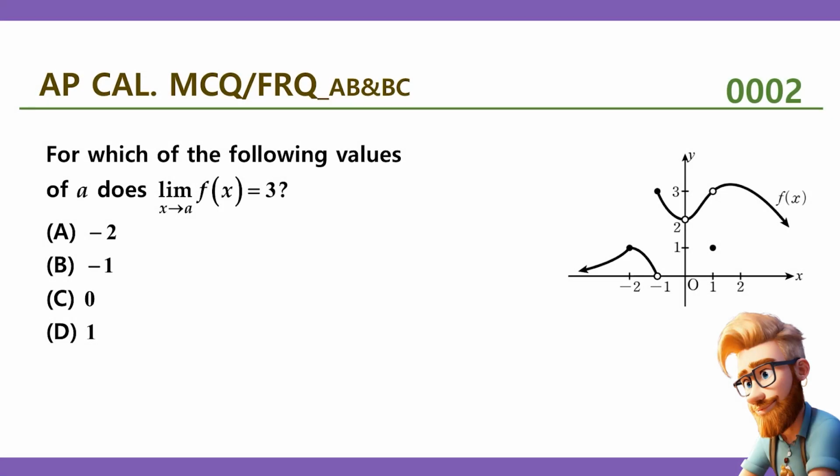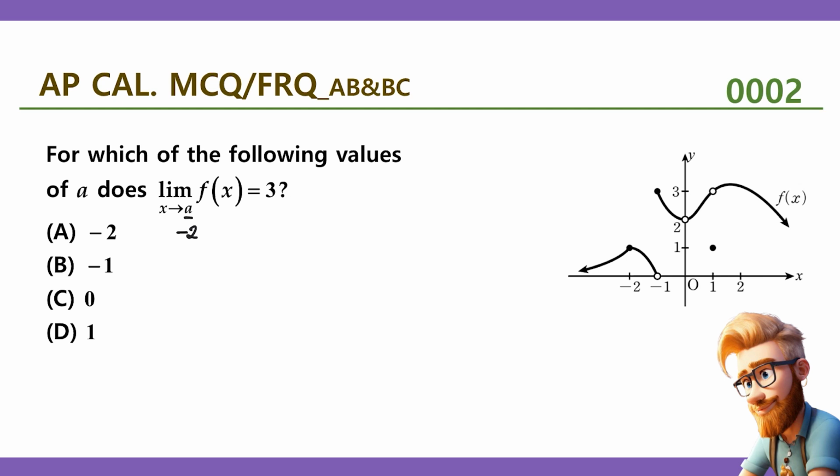Question number 2. For which of the following values of a does the limit as x approaches a of f of x equal 3? Okay, answer choice A, we have -2. If a is -2, okay, what's the limit?